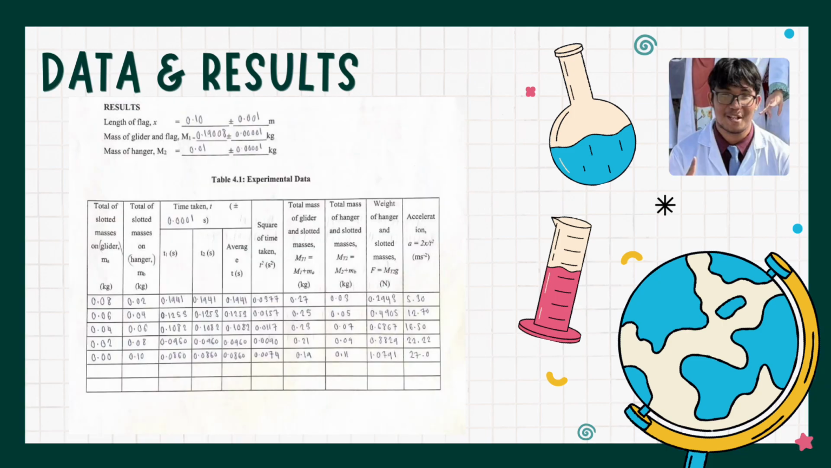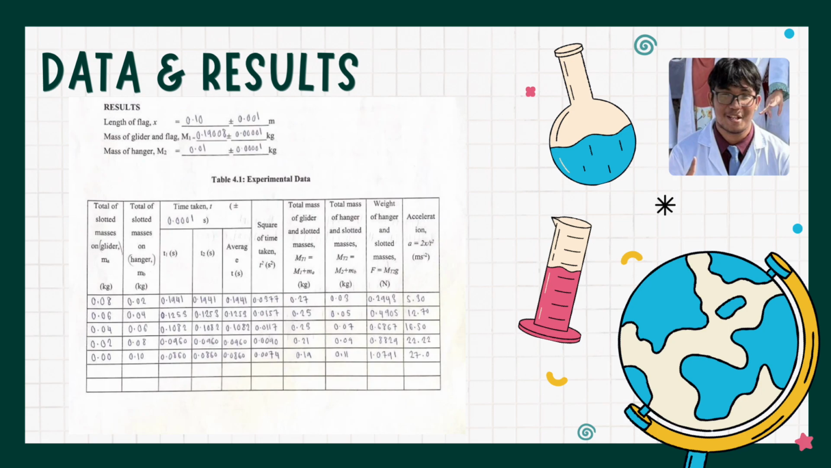Alright, now let's get to the results. So the length of the flag is x, the mass of the glider and flag is m1, and the mass of the hanger is m2. The total added mass on the glider is ma, while the total added mass on the hanger is mb. Both are in kilograms.